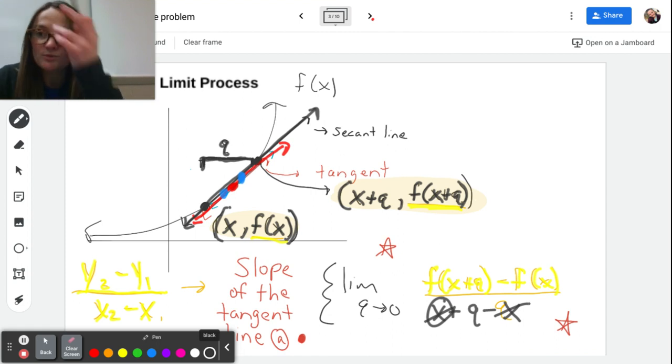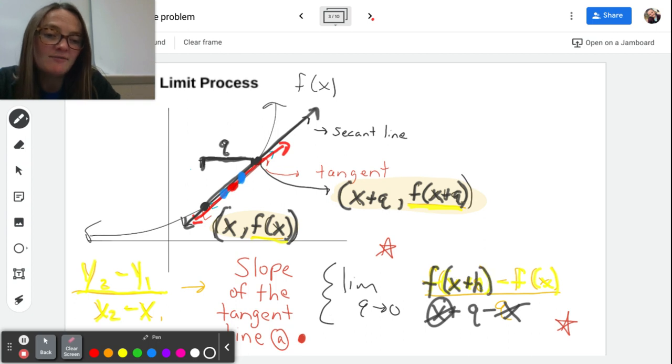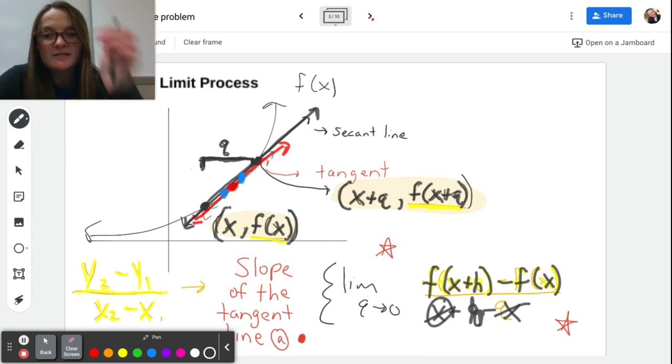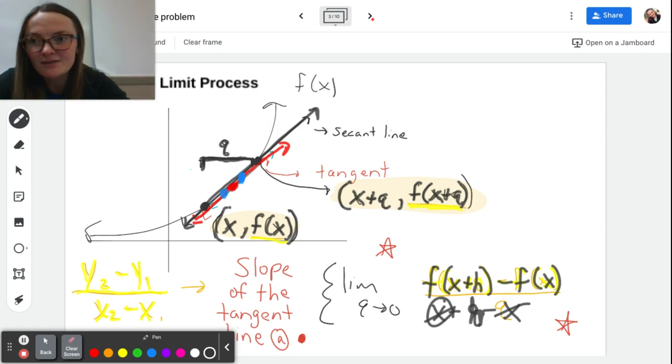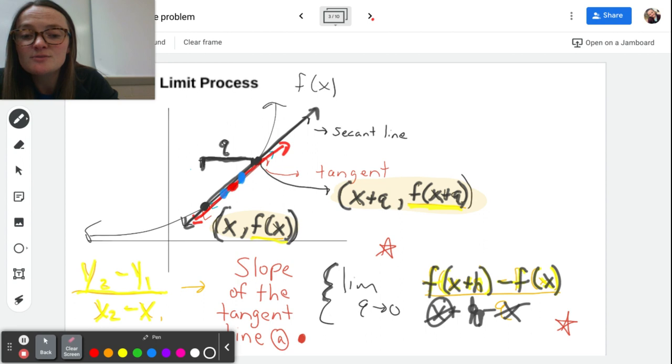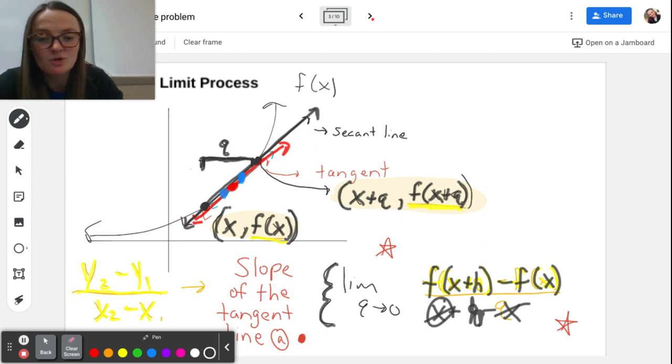Now, what's really cool about this is we've seen this expression before. Maybe you don't quite remember it, but we have seen it if we replace q with h: f of x plus h minus f of x all over h. We've done that a bunch of times in previous lessons, and maybe we didn't have any context for it, but what this is saying is that it gives me an approximation for the slope of the tangent line.